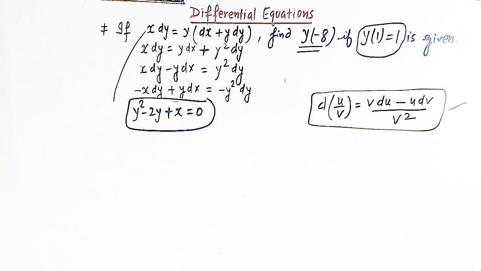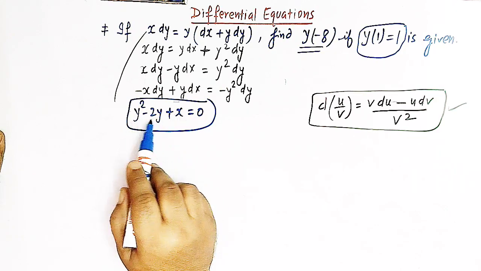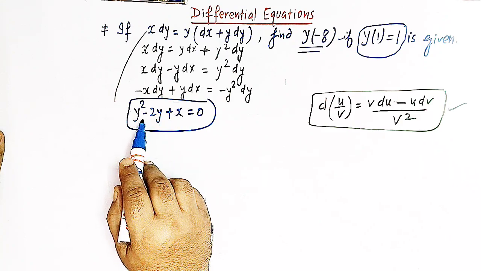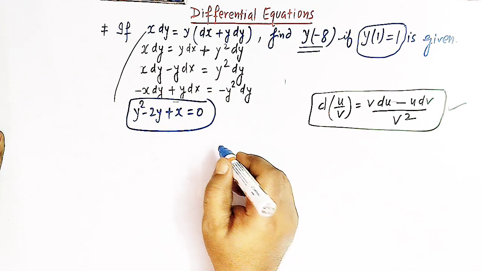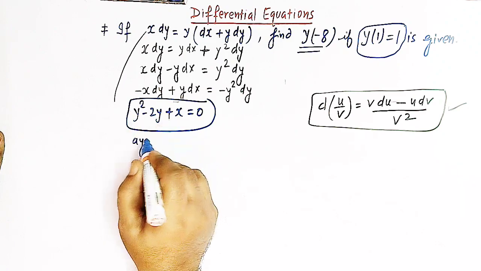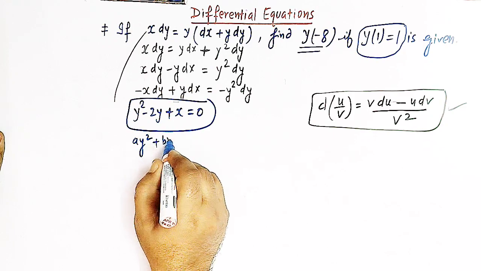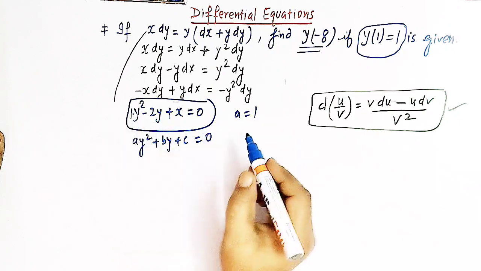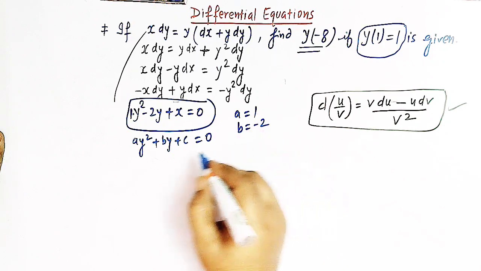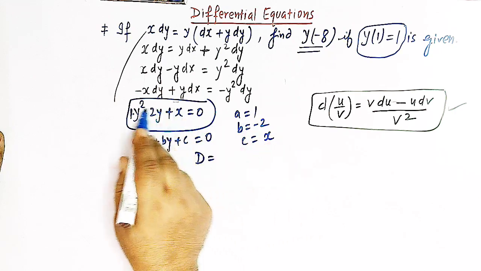So viewers, here let us discuss an interesting analysis of this quadratic equation. Now see, if we apply the quadratic formula to this equation, that is y square minus 2y plus x is equal to 0, let us see what we get. If we compare this quadratic equation with the standard form ay square plus by plus c is equal to 0, then a is 1, b is minus 2, and c is equal to x. So let us find out the discriminant of this quadratic equation.